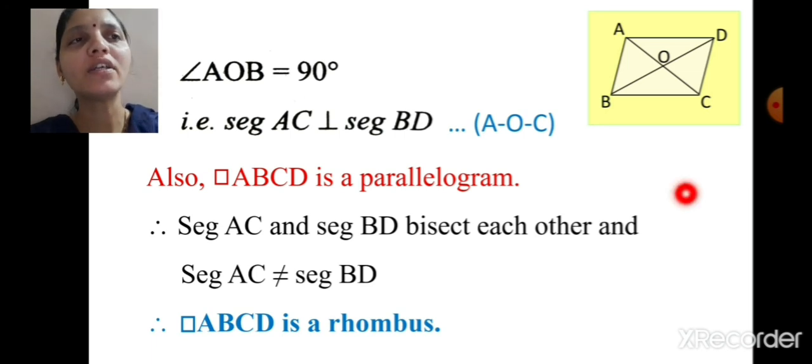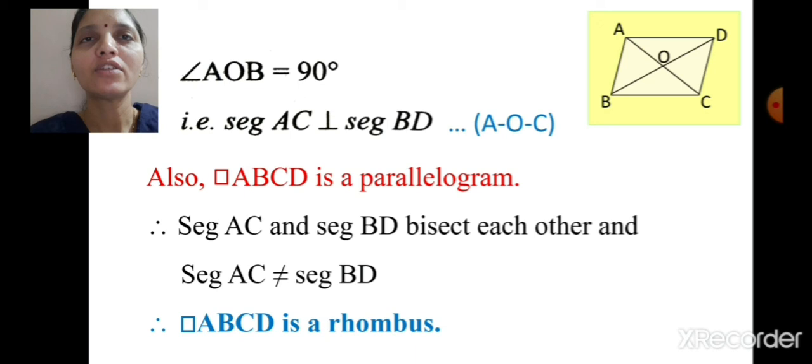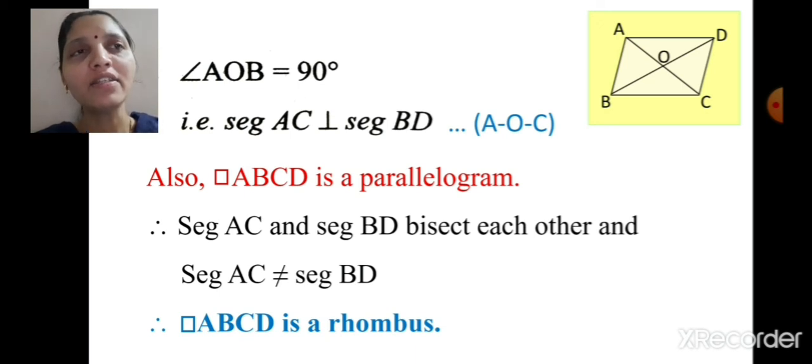Because it is forming a 90-degree angle here. If it is a parallelogram, it will not form a 90-degree angle. I hope you all are understanding this. Now remaining sums we will do in the next session.